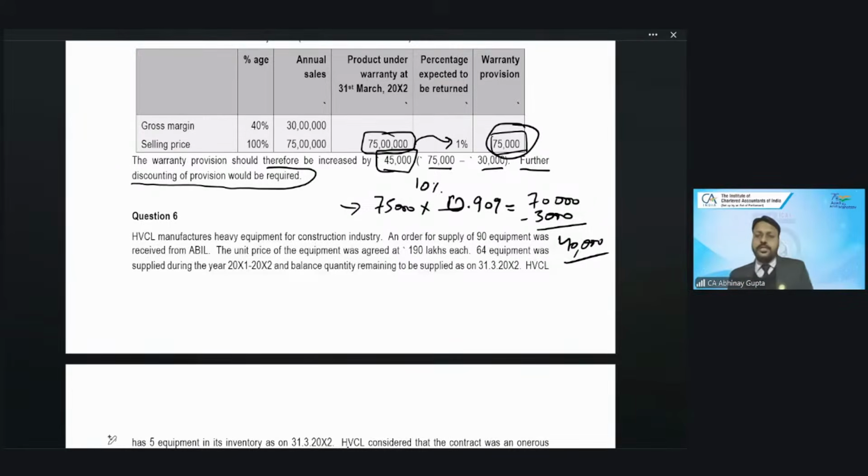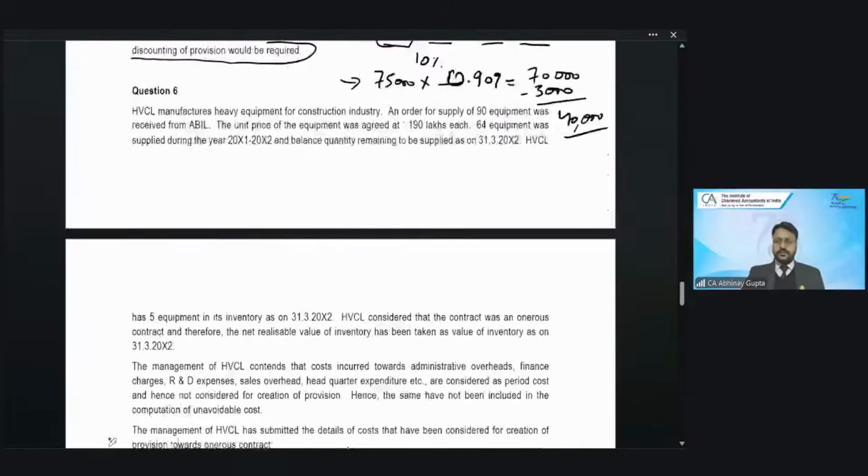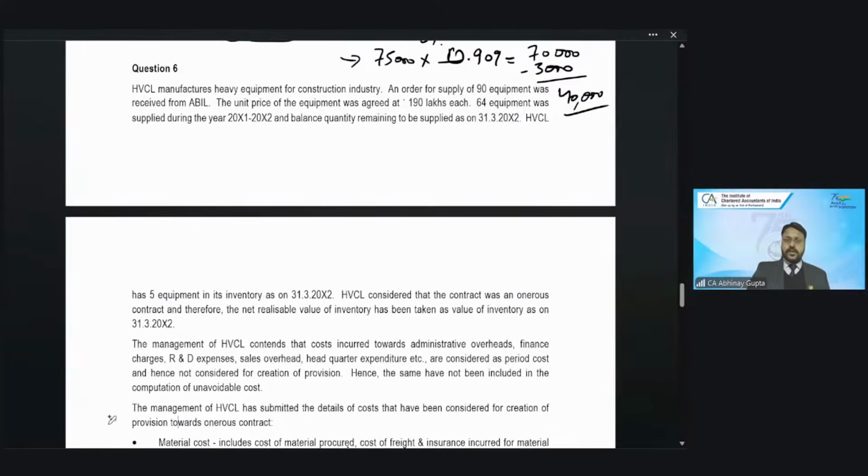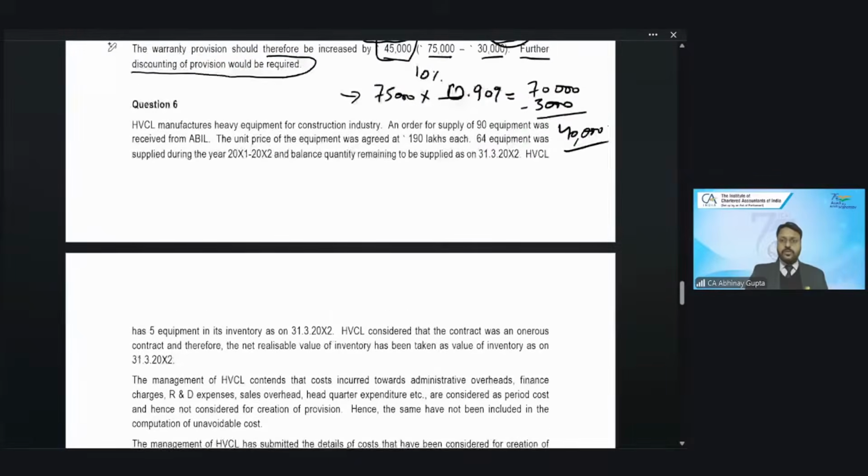So whatever is the discount rate, you just apply the discount rate, come up with that discounted number minus 30,000, delta would be additionally required. Correct? Yes, sir. So this is how we need to do.